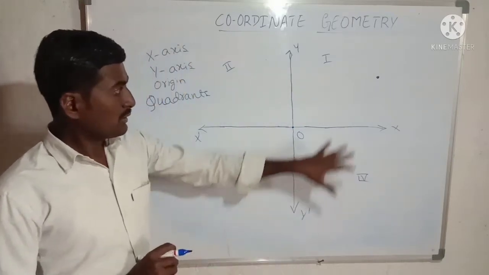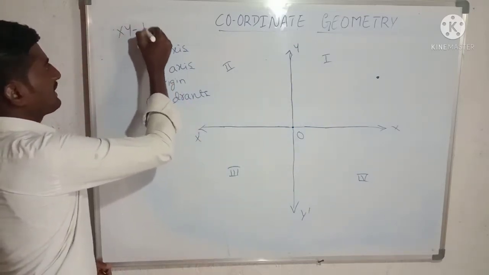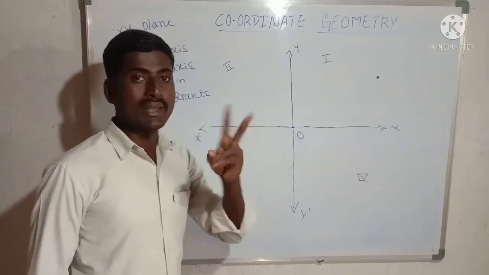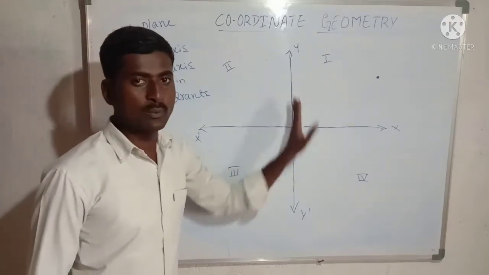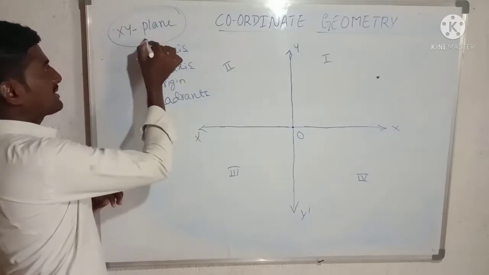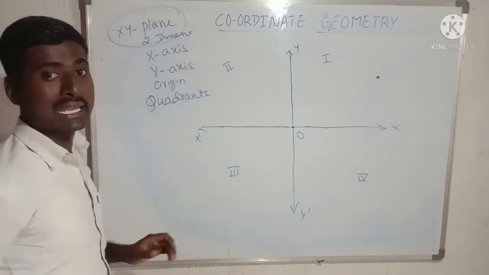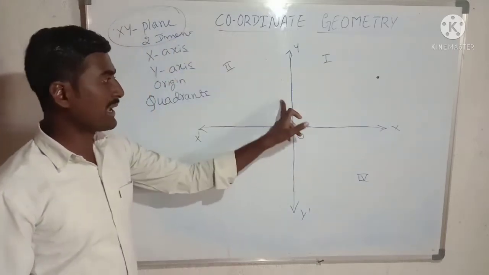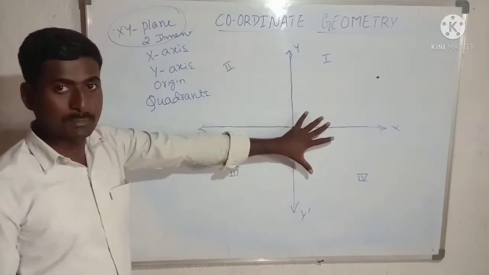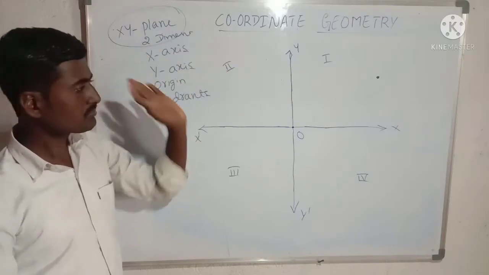Now this plane is also called the XY plane. Why is it the XY plane? Because we have drawn here two axes, that is x-axis and y-axis. Therefore it is an XY plane. Or we can also say this is a two-dimensional plane, because there are two axes. Since we have drawn two axes in a plane, we can say this plane is a two-dimensional plane or XY plane.